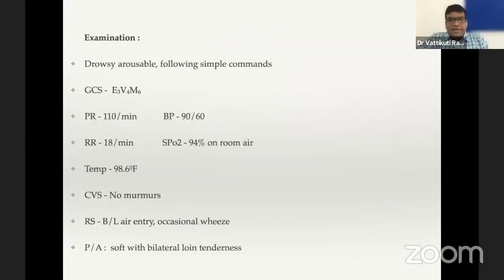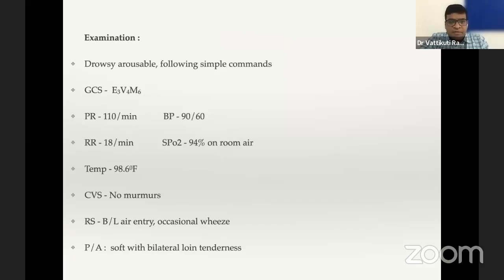Coming to the examination, the patient was drowsy, he was arousable, and he was able to follow simple commands with a GCS of around 13 out of 15, that is E3, V4, and M6. He was hemodynamically borderline with a pulse rate of around 110 per minute and a blood pressure of 90/60. His respiratory rate was around 18 per minute and his room air saturation was around 94%.